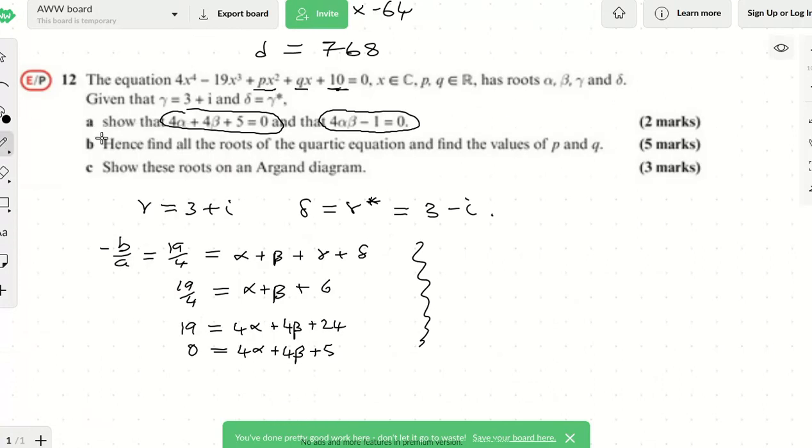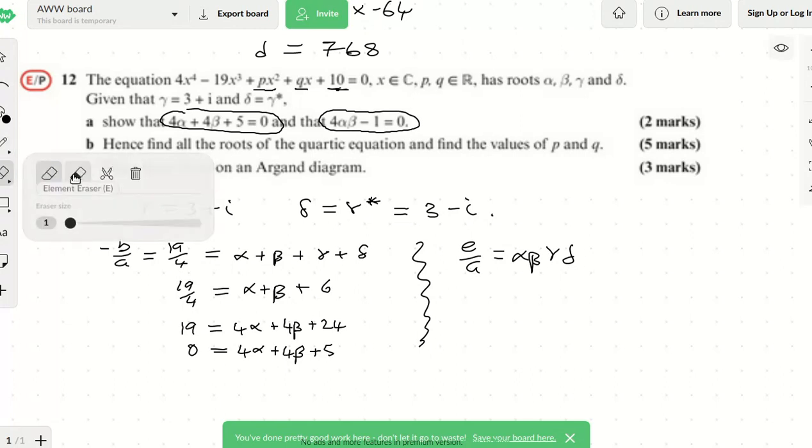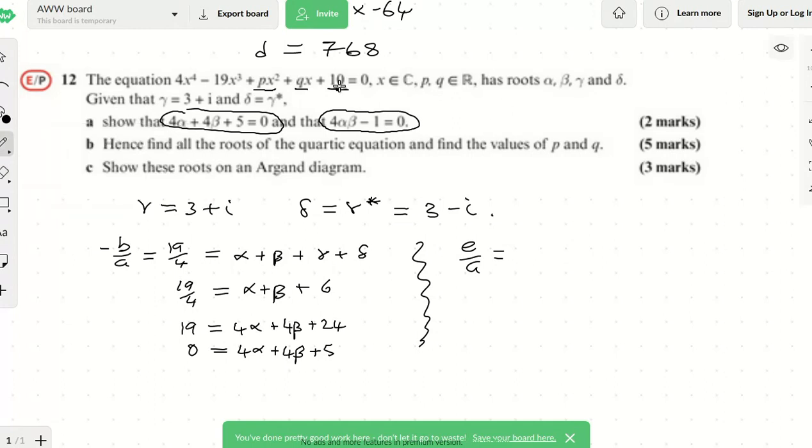So we're going to do this. We're going to do alpha beta. Well, let's write it down the same process I did before. I could say minus b over a equals that, c over a equals that, minus d over a equals that. E over a, though, equals alpha beta gamma delta. Sorry, I'm just trying to be consistent with the way I've been notating it. E over a is simply, in this example, 10 over 4, and that is equal to alpha beta gamma delta.